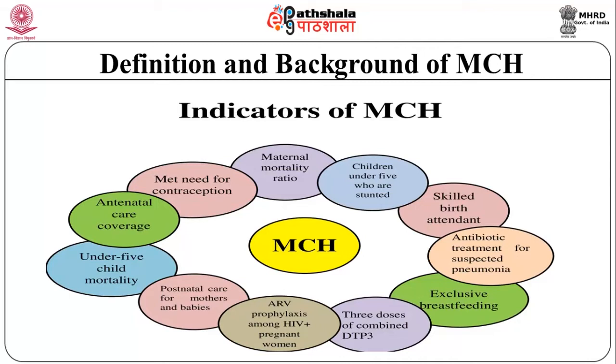Next, 9. Three doses of combined diphtheria, tetanus, pertussis, DTP3 immunization coverage, 12 to 23 months. 10. Exclusive breastfeeding for at least 6 months. 11. Antibiotic treatment for suspected pneumonia.